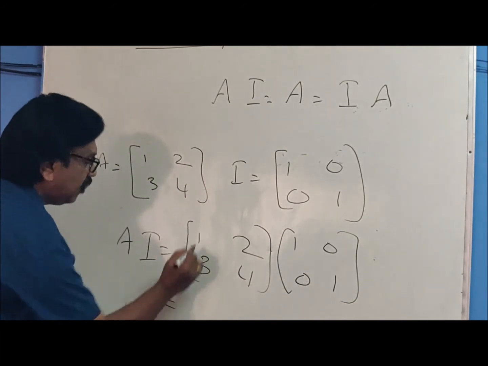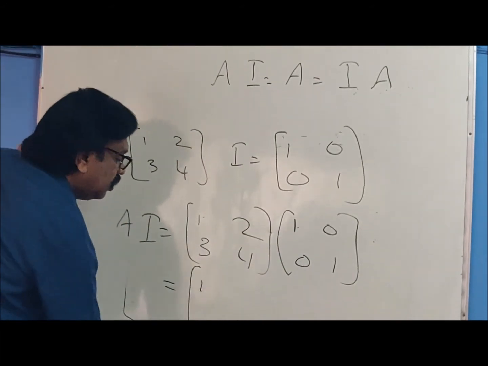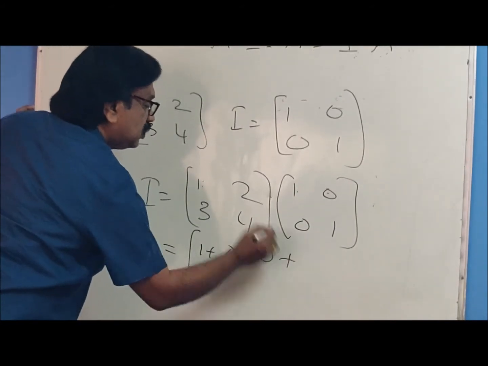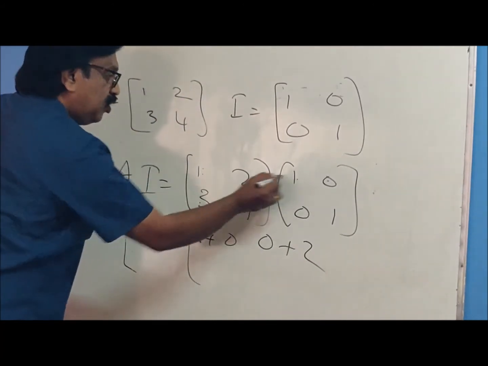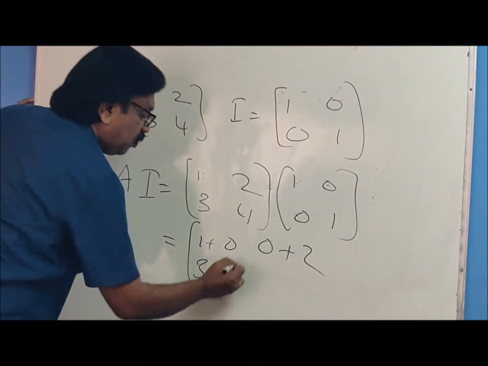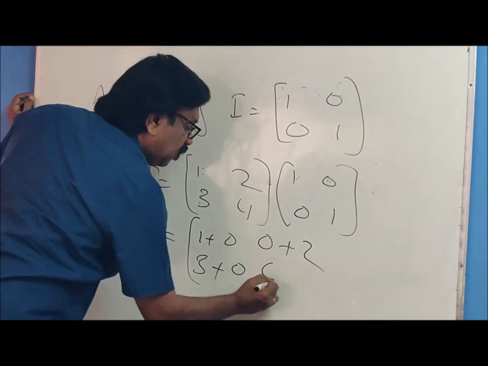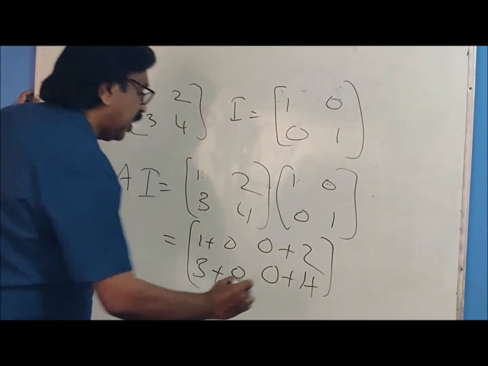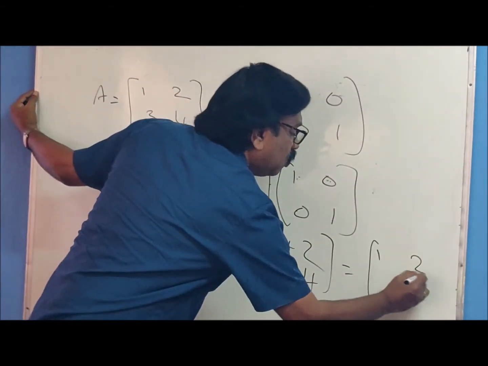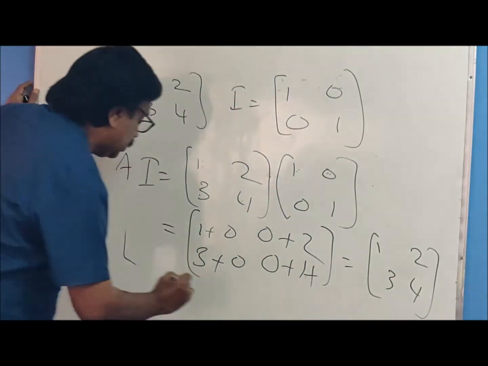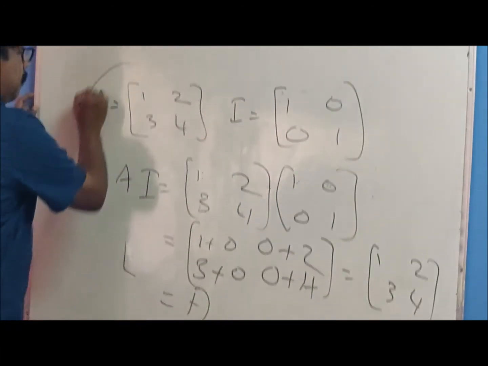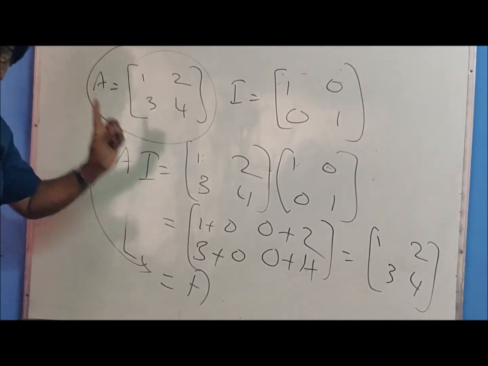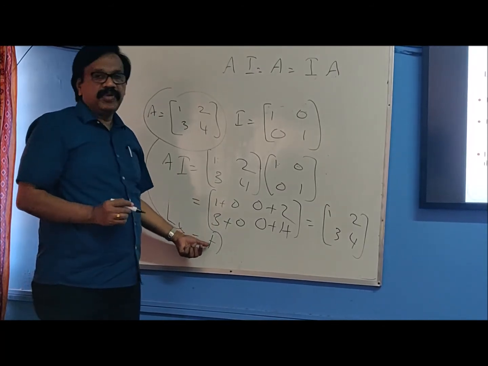How can we multiply? 1 into 1, 1. Then plus 2 into 0, 0. 1 into 0, 0. Plus 2 into 1, 2. Then 3 into 1, 3. Plus 4 into 0, 0. Then 3 into 0, 0. Plus 4 into 1, 4. That is, we are getting the matrix 1, 2, 3, 4. It is the same as the matrix A. It means if you multiply any matrix with the identity matrix, we get the same matrix.